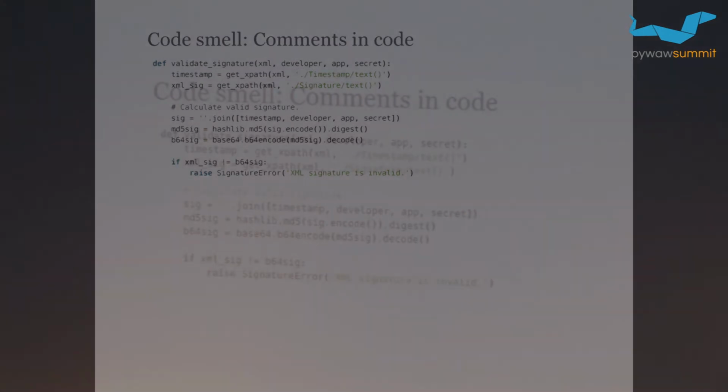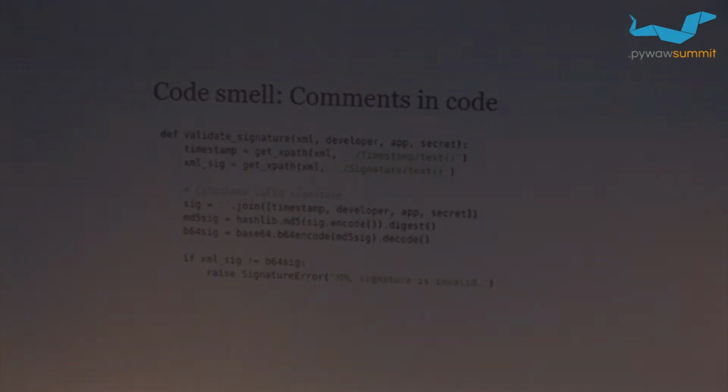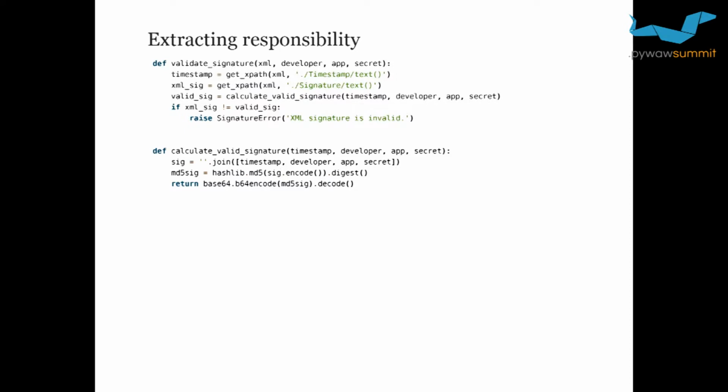So when we know what the second block of code does, we can put a comment above it, describing what's going on in the second step. So now we know that in the second step, we calculate valid signature. And then we compare the valid one with the one from the XML. But if we have a separate section, and we can even say what it does, then probably we can extract it to a separate function, like here.